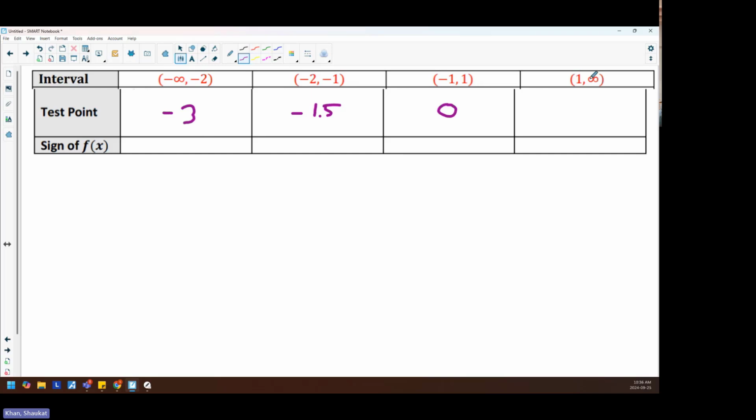And then a number between 1 and infinity, you can literally use 100, 1,000,000, 1,000, whatever you want. You can pick 2, or you can pick 5, whatever you like. I like to pick numbers close. That's just me. I like small numbers. I don't like to deal with like a million values.